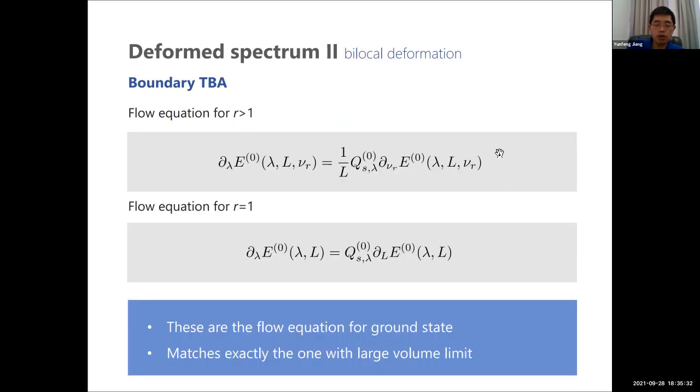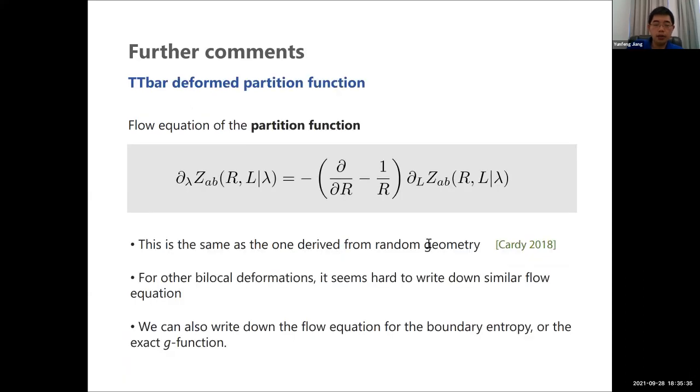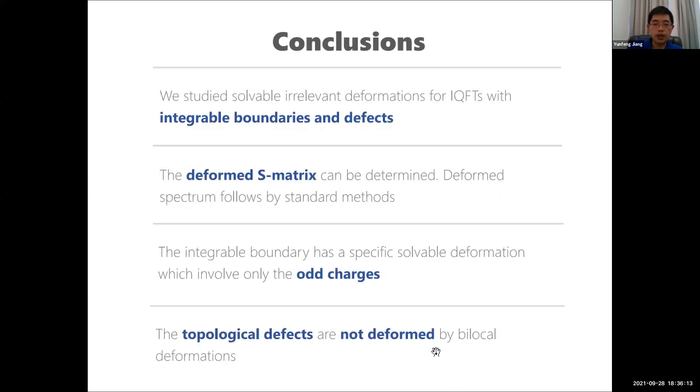And because the spectrum flows universally, we can write down the flow equation for the partition function. But we can only do that for the moment for the TTbar deformation, due to some technical difficulties, and it takes this form. The result we derived matches nicely with the one already derived by Cardy, but from the random geometry point of view. And from this equation, it's straightforward to derive a flow equation for the exact g-function, or the boundary entropy. I will not give more details on this. You can read the paper if you are interested.